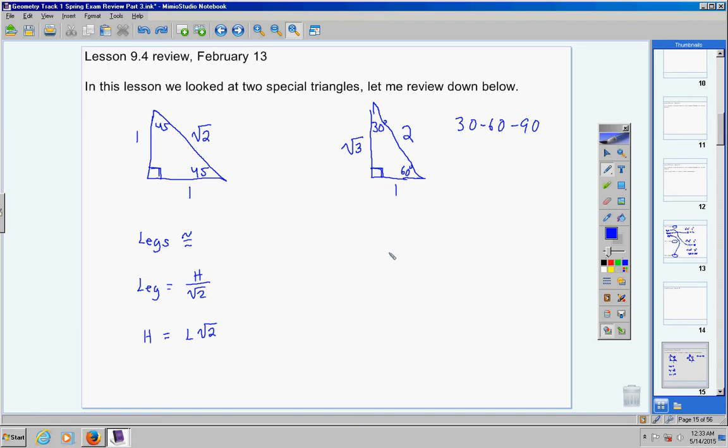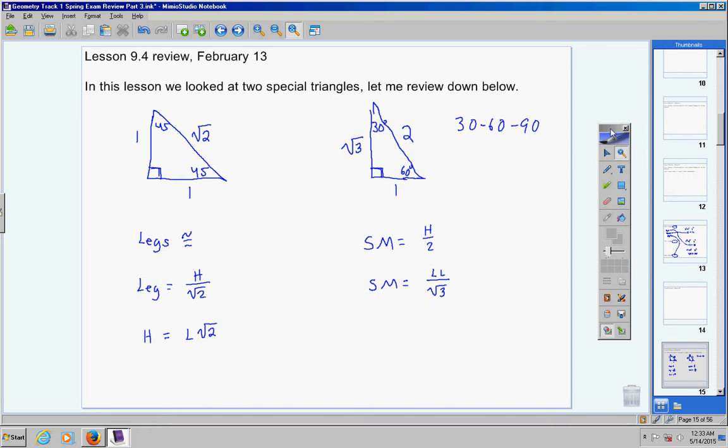Now, having said that, here's what you need to know. The smaller leg will always equal the hypotenuse divided by 2. Or you could also say the smaller leg equals the longer leg divided by the square root of 3. Okay? Why'd I put SM? I have no idea why I did that.